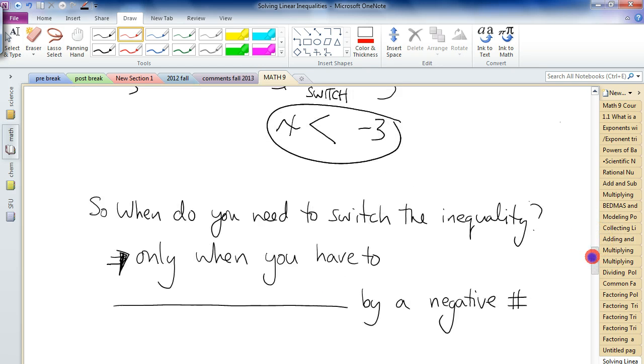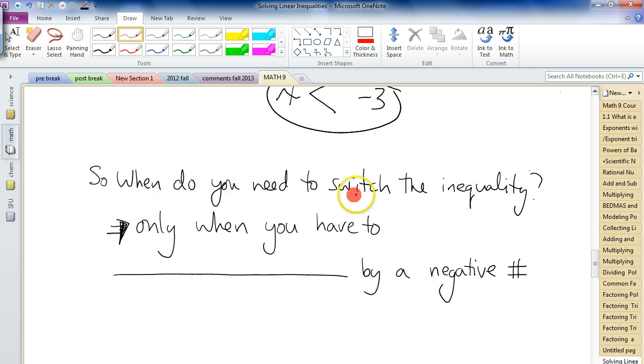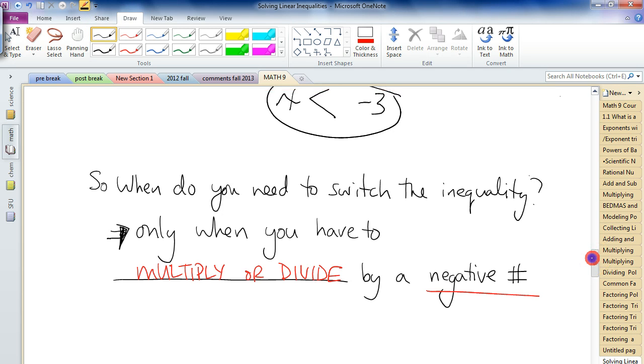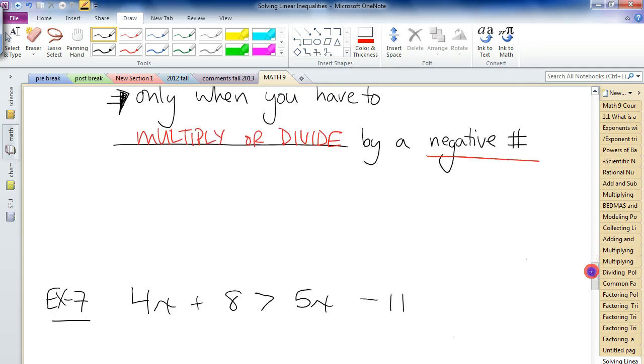Okay. So, when do you need to switch this inequality? Only when you have to multiply or divide by a negative number. So in your steps, you got to kind of be aware if you are dividing or multiplying by a negative number during your steps. Slam on the brakes, switch the sign.